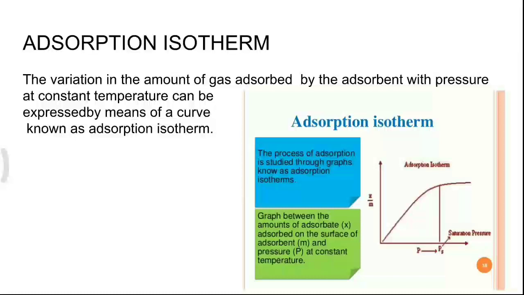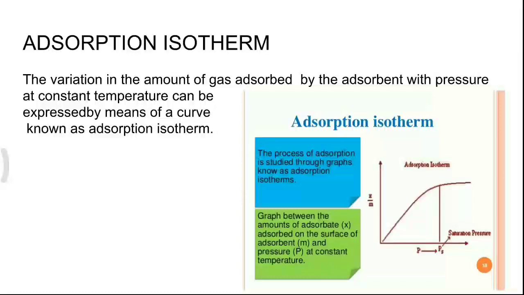Here we have an adsorption isotherm, and this isotherm is obtained by plotting pressure values along the x-axis and x by m, that is the extent of adsorption, along the y-axis. When you observe this, you will come to know when pressure P is equal to 0, x by m is also equal to 0. That means the extent of adsorption is equal to 0 at 0 pressure.